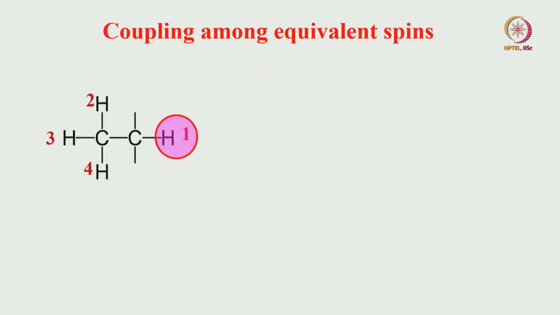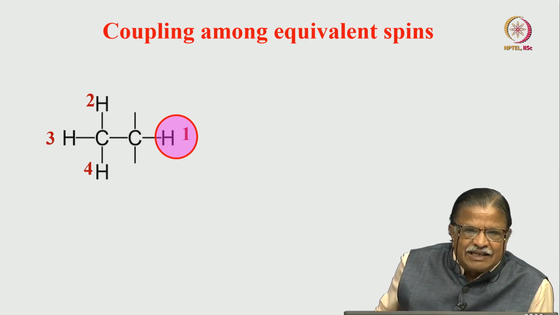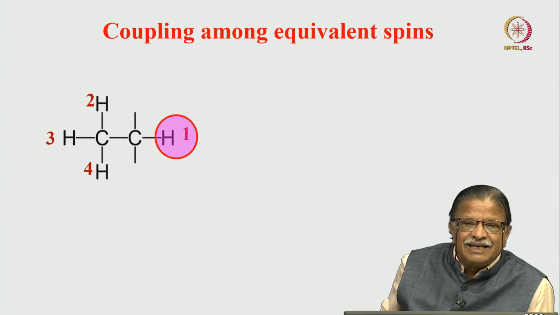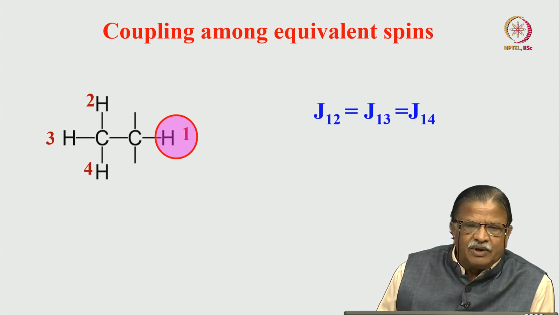We will go now to, instead of 2 protons, let us say it is coupled to 3 equivalent protons. Instead of CH2, I made it CH3. Again I put the same condition, coupling 1-2 equal to 1-3 equal to 1-4.